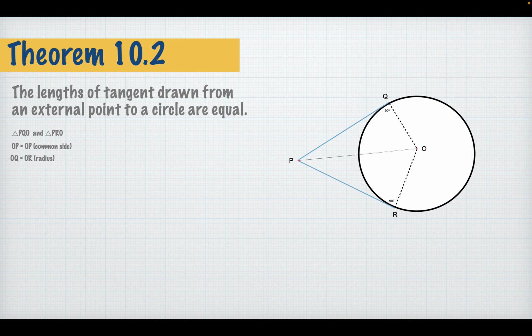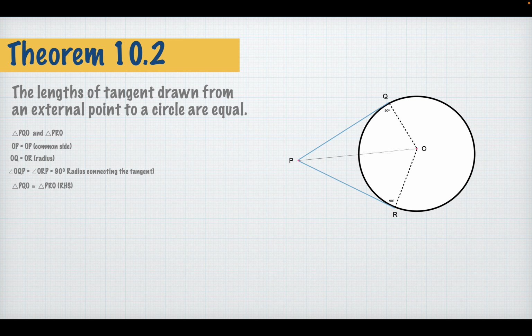Then we have OQ equals OR because they are radius, so they are going to be equal. Now you have two sides equal, okay, the hypotenuse, which is also common side to both the triangles, and then the radius. And you also know that they both have a right angle. So if you look at it, these two triangles are congruent. That means they are mirror images of each other. So I can say that triangle PQO and triangle PRO are congruent.